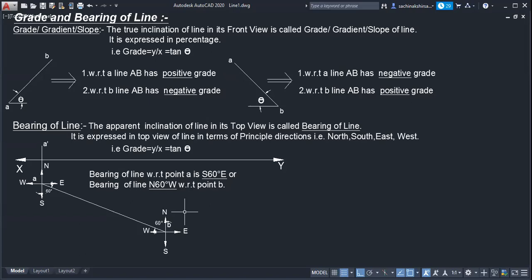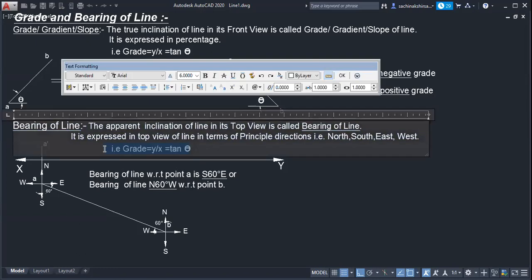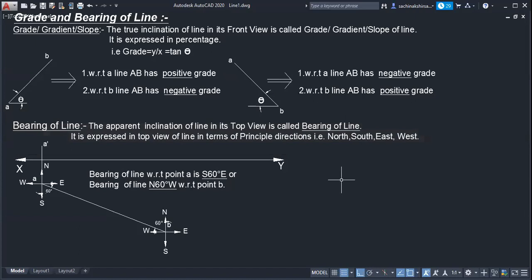Second thing is bearing of line. So what does it mean by bearing? The apparent inclination of line in its top view is called bearing. By which letter are we showing the apparent inclination of line in top view? Specifically, Beta. Top view, Beta.